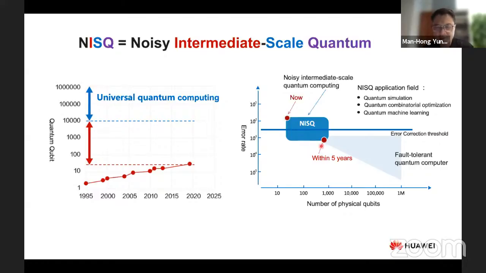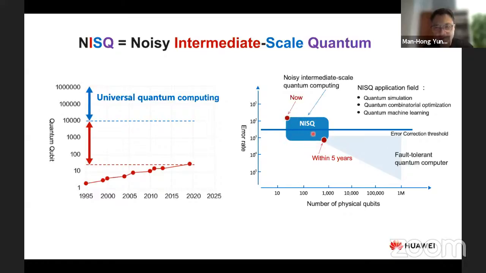So maybe within 5 years, we will really be able to do error correction in a reasonable way. Now, of course, we can just do some demonstrations, but maybe within 5 years, we can really see that error correction can build reasonable logical qubits. Then we will start moving along and be able to do fault-tolerant quantum computers. But this is really far away. So I personally am not that interested in this part.